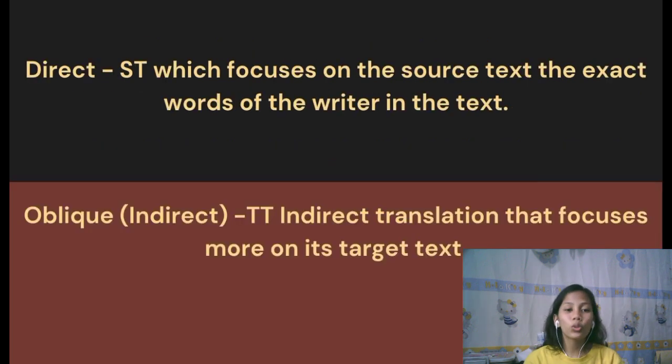So, there are two main translation strategies. First, the direct and the oblique translation. But for now, I will only discuss the direct translation, since the oblique translation will be discussed by the other member. So, direct translation focuses on the source text, the exact words of the writer in the text. So, the first strategy is borrowing.